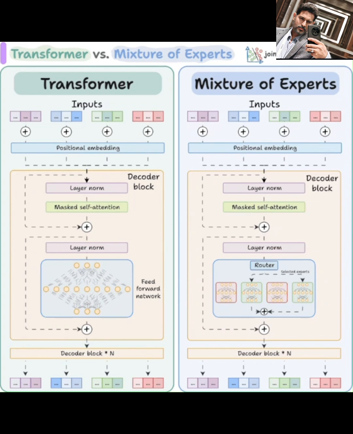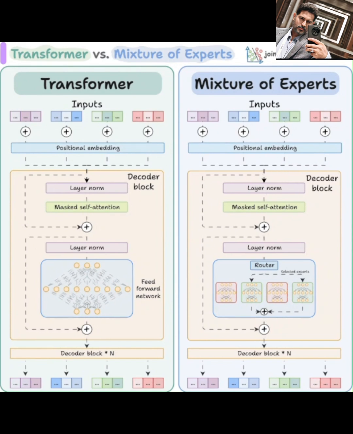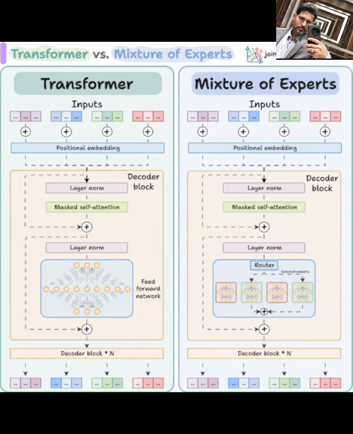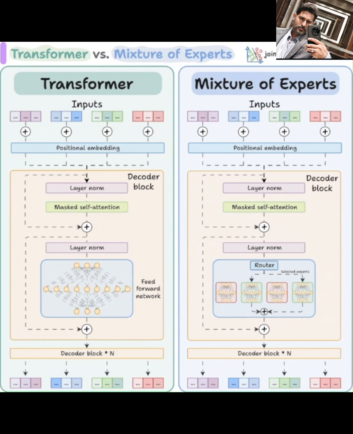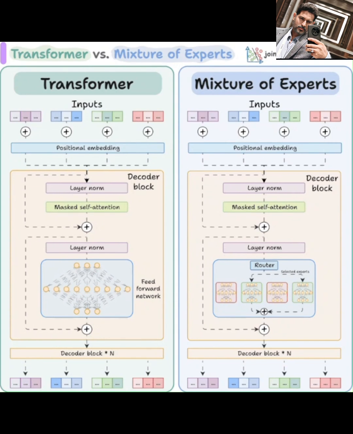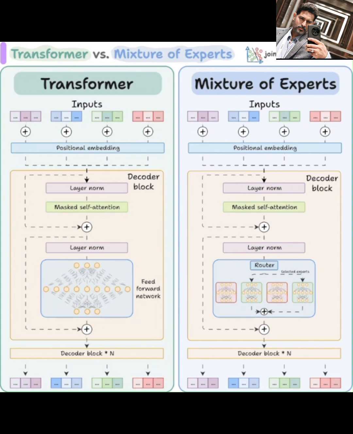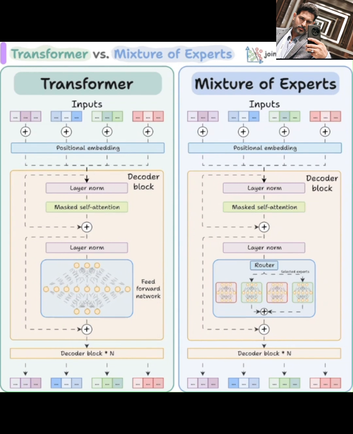Instead of one big feed-forward network, in the mixture of experts, we have multiple smaller expert networks. And there's a router. The router's job is to look at the incoming data and decide which of these selected experts are best suited to process it. It's like having a team of specialists, and the router directs each piece of information to the expert who knows the most about it. Each of these selected experts then processes the data, and their outputs are combined, often through some kind of weighted averaging, to produce the final output of this part of the decoder block.